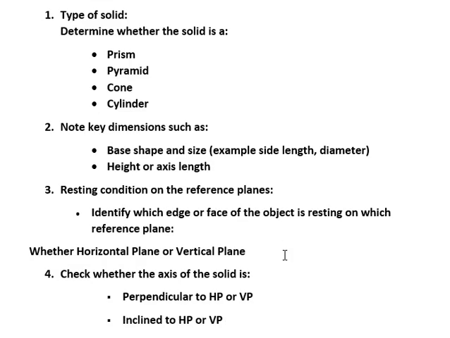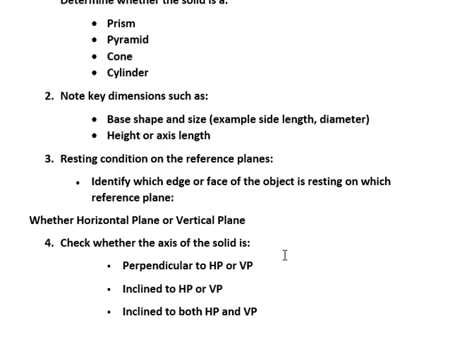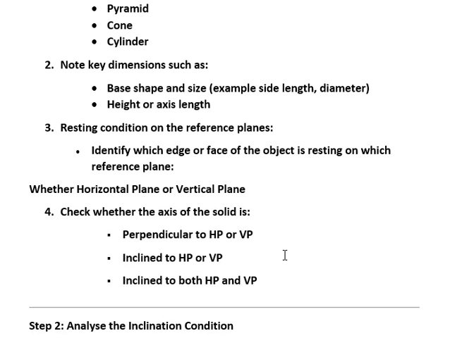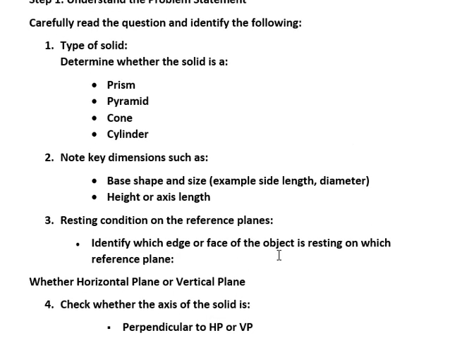vertical plane. The next, we have to see the axis of the solid inclinations: whether it is perpendicular to any of the planes, whether it is perpendicular to HP or VP, or inclined to HP or VP, or the axis of the solid is inclined to both HP and VP. Likewise, we have to see. So these are all the things first we have to see in the given problem statement.